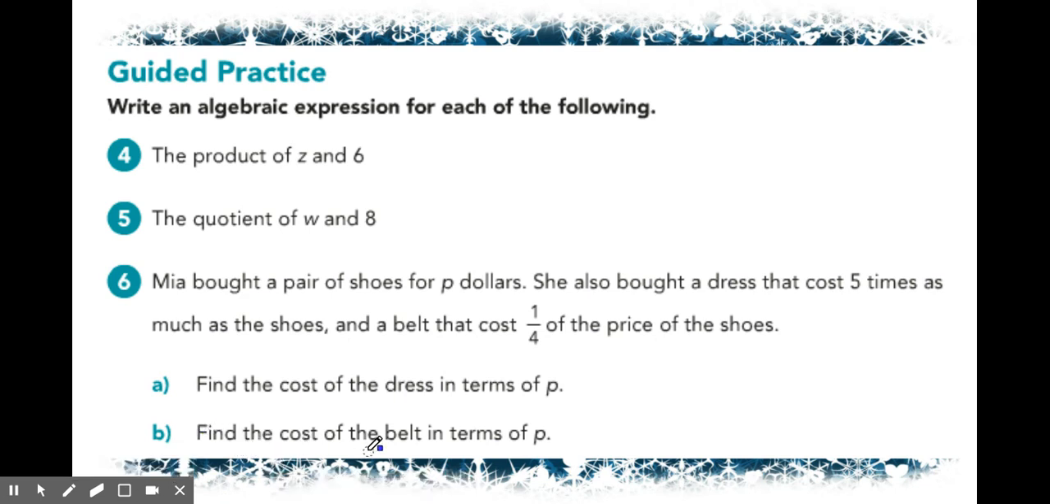And part B says find the cost of the belt in terms of P. Well, I know that the shoes cost P and the belt cost 1/4 of the price of the shoes. Well, P is the price of the shoes. So to find that, I can either take P and divide it by 4, or some of you might have done 1/4 times P. Both of these are correct.